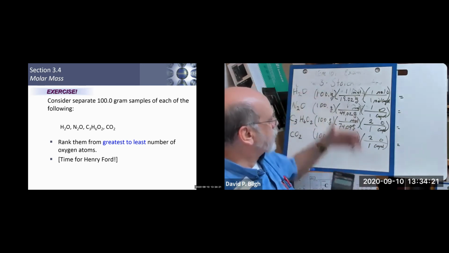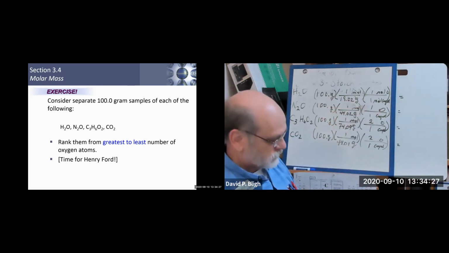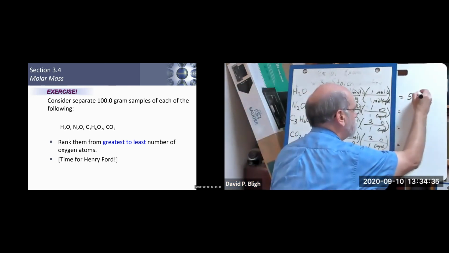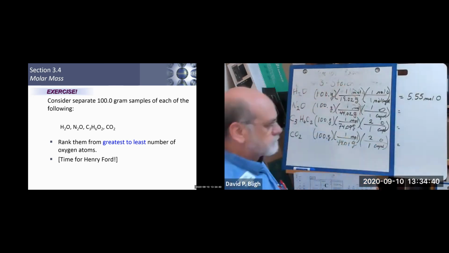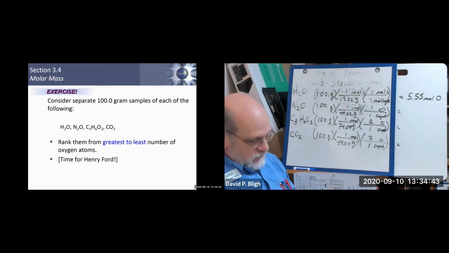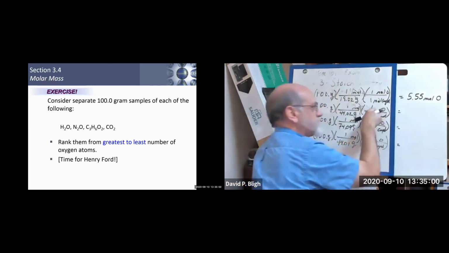So now our calculations would be 100 divided by 18.02 times 1, which is 5.55 moles of oxygen. Nitrous oxide, 44.02. Oops, 100. That's 2.27, because it's 1 to 1.